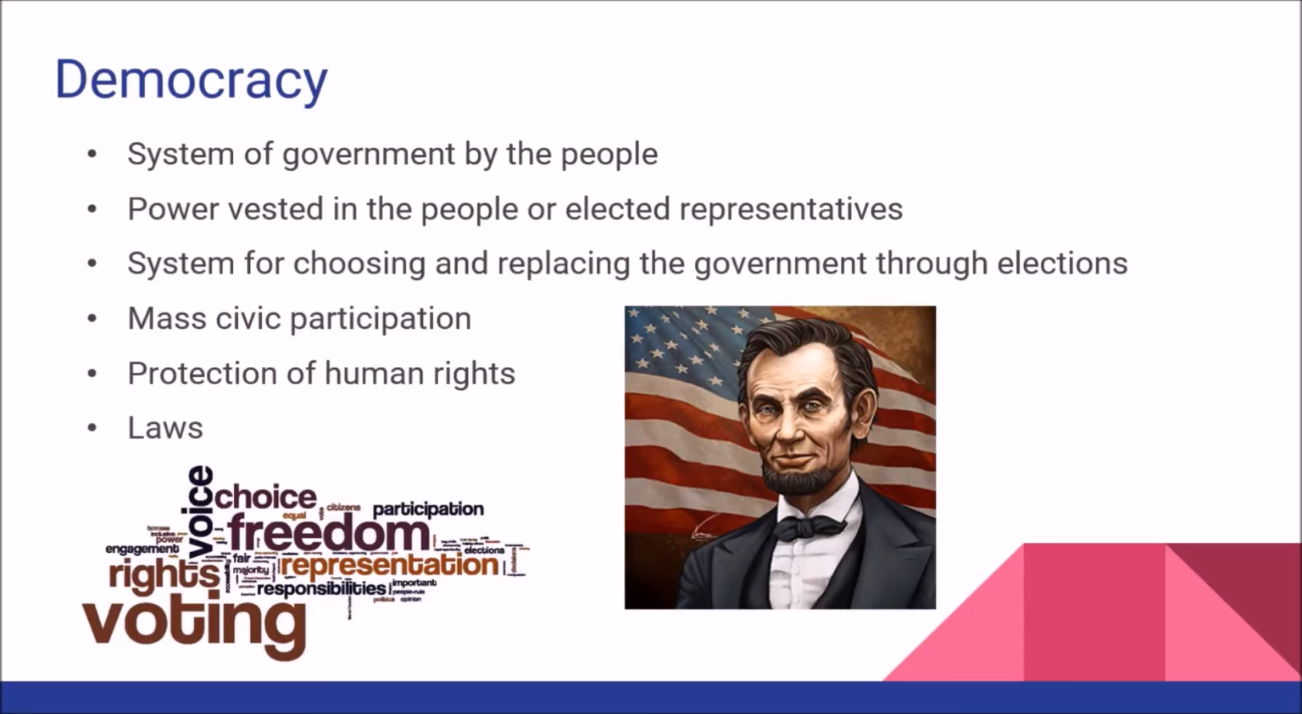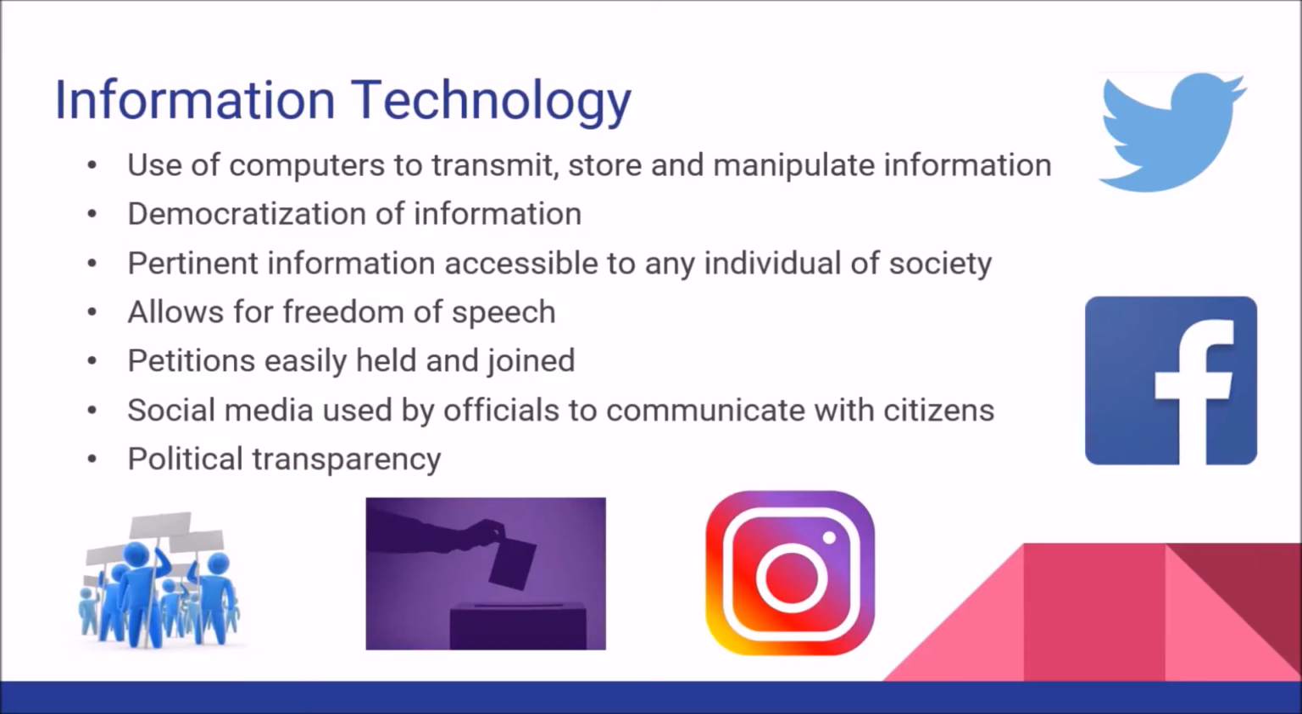Democracy consists of four key elements: a system for choosing and replacing the government through elections, mass civic participation in politics, the protection of human rights of everyone, and a set of laws that apply to all citizens. Information technology is the use of computers to transmit, store, and manipulate information. It allows for the democratization of information, making it such that any individual of society is able to access pertinent information critical to the democratic process.